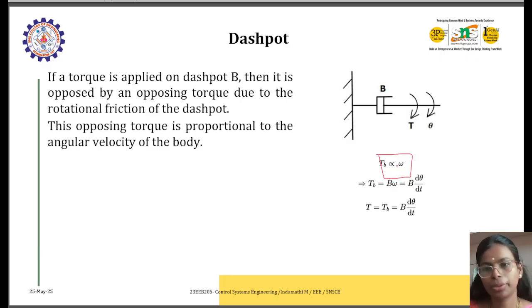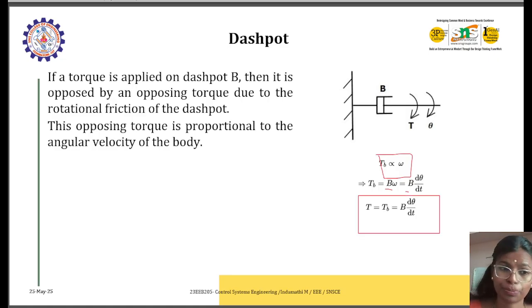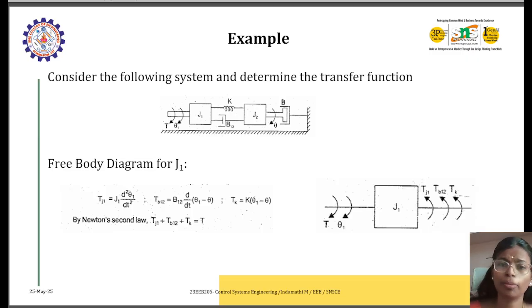So the opposing torque is directly proportional to the angular velocity. I'm removing the proportionality constant and replacing it with B. So B times the angular velocity, which I can write as the rate of change of displacement. So that's all with the opposing torque of the dashpot.